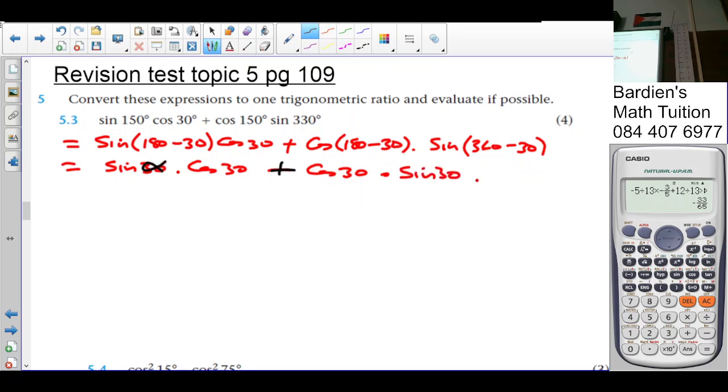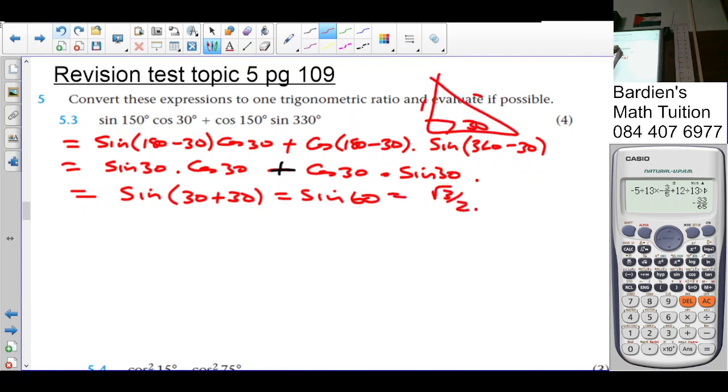So if alpha is 30 and beta is 30, then this would be alpha and beta. So that takes us to sine alpha cos beta plus cos alpha sine beta. It's going to be the sine expansion, not so. So is it going to be the same sign or opposite sign? Opposite sign, same sign, since we're busy with sine. So it's going to be sine of alpha plus beta, which is the same as sine of 60, which is root 3 over 2. Okay, coming from that triangle.